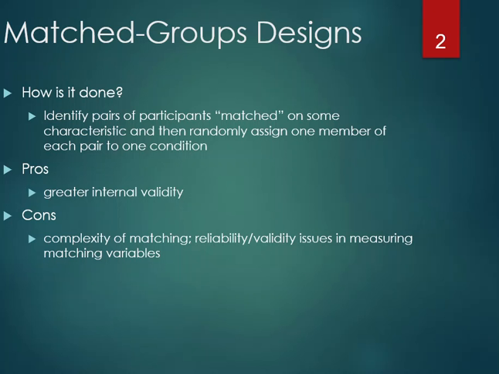So matched group design. If you recall, we talked about the paired t-test before, and we talked about experimental design. Matched group is done exactly the same way, and we can use a matched group design for a paired t-test. We identify participants matched on some meaningful characteristic and then randomly assign one member of each pair to one condition. It creates greater internal validity, but it is really a challenge to do.